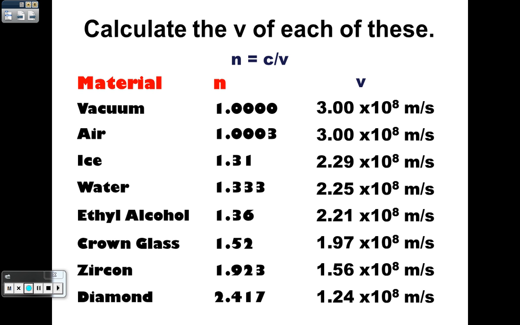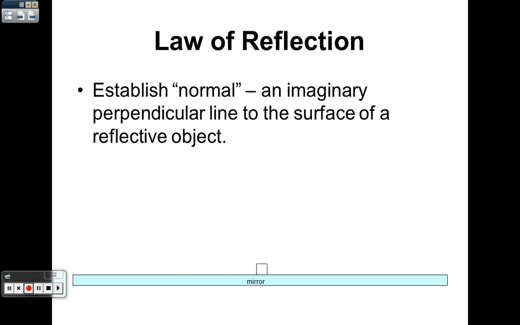Okay, so the reason why these are important is because you're going to use these velocities in Snell's law. We'll talk about what that is here in a little bit, to figure out how much your light rays bend when going through these materials. Okay? So, before we can talk about that, we need to talk about reflection.